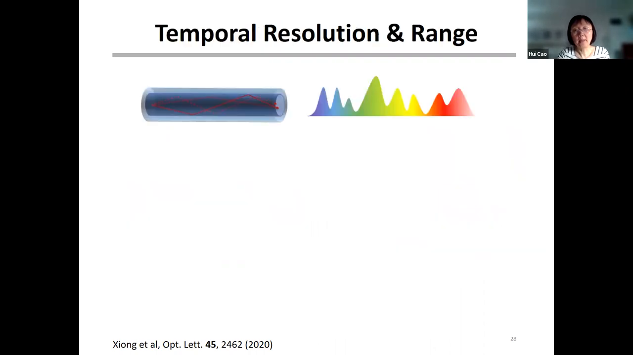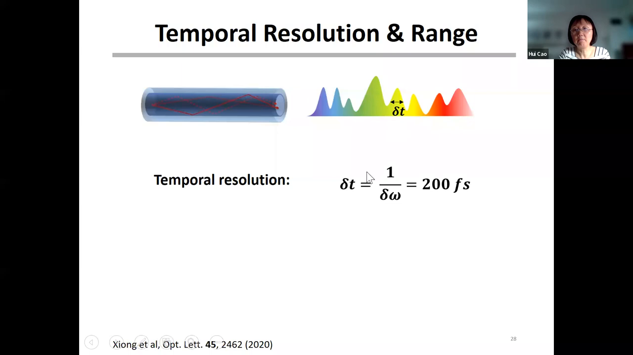So then the question is, what determines the temporal resolution and the temporal range we can measure from a single shot? The temporal resolution is determined by the temporal speckle size, which is inversely proportional to the bandwidth of the reference pulse we are using. In this case, it is about 200 femtoseconds. That depends on the pulse we are using.